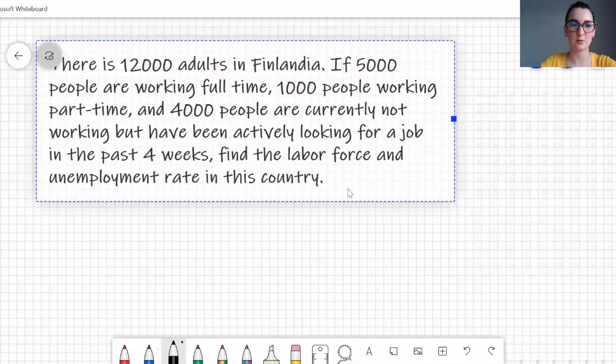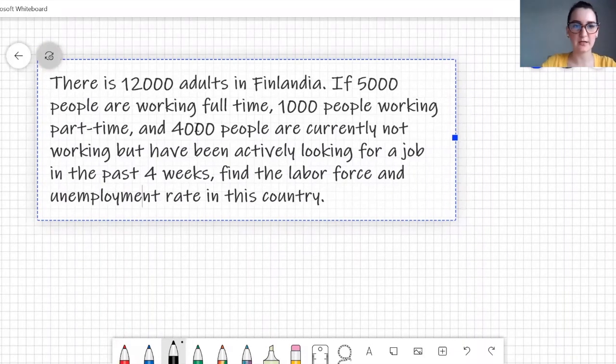The problem that we're going to solve is this one. There are 12,000 adults in Finlandia. If 5,000 people are working full-time, 1,000 people are working part-time, and 4,000 people are currently not working but have been actively looking for a job in the past 4 weeks, find the labor force and unemployment rate in this country.